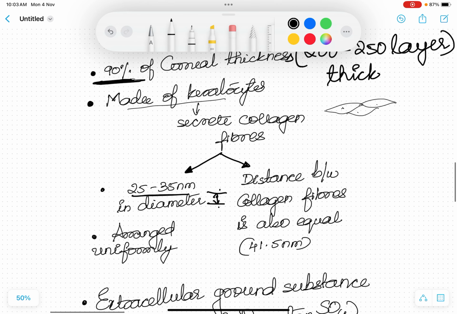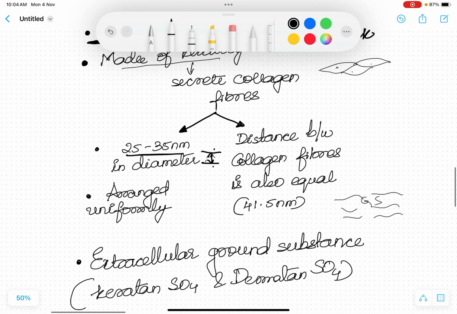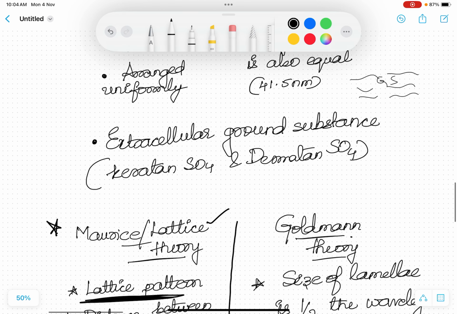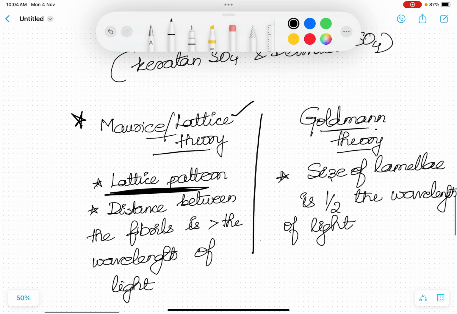Now this collagen which is secreted is of a diameter 25 to 35 nanometers, and it is arranged uniformly, and the distance between each collagen fibril is also constant, which is 41.5 nanometers. This collagen is embedded in a ground substance of keratan sulfate and dermatan sulfate respectively. Then we have the two theories which support the corneal transparency in terms of arrangement of the collagen.